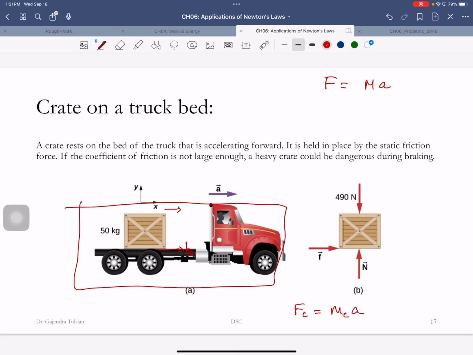All right. So you put an ice block on an icy truck bed and you accelerate away. What are you going to do? Your ice block will stay back. Okay? Now that doesn't happen too often. That's not a problem. Here's a very serious problem.